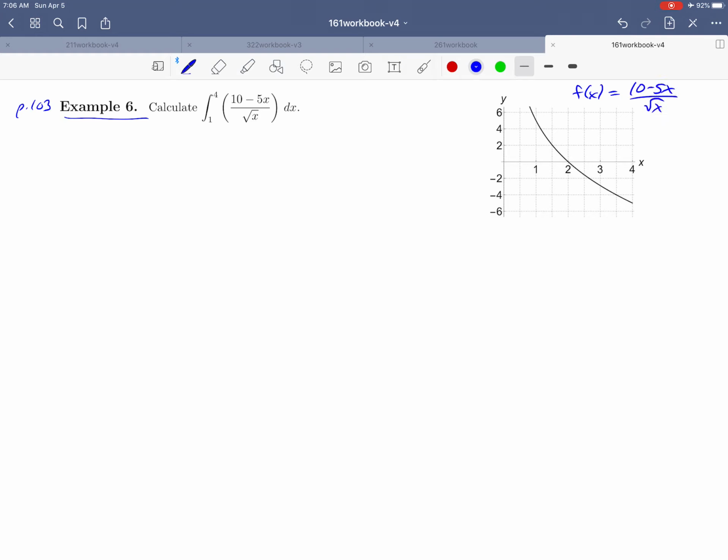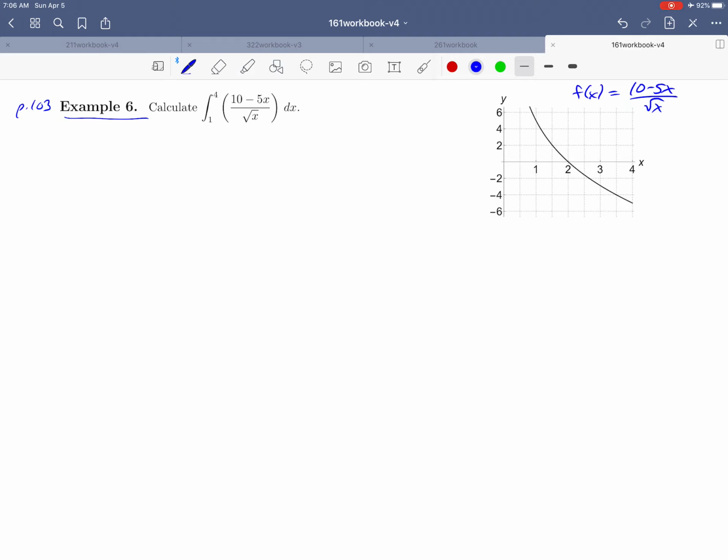And before you watch the rest of this video, I'd like you to think about one problem. Can you predict whether the value of this integral is positive or negative based on the graph here? I'd like you to maybe pause the video, give that a little bit of thought, see if you can come up with a conjecture, and then continue with the video.